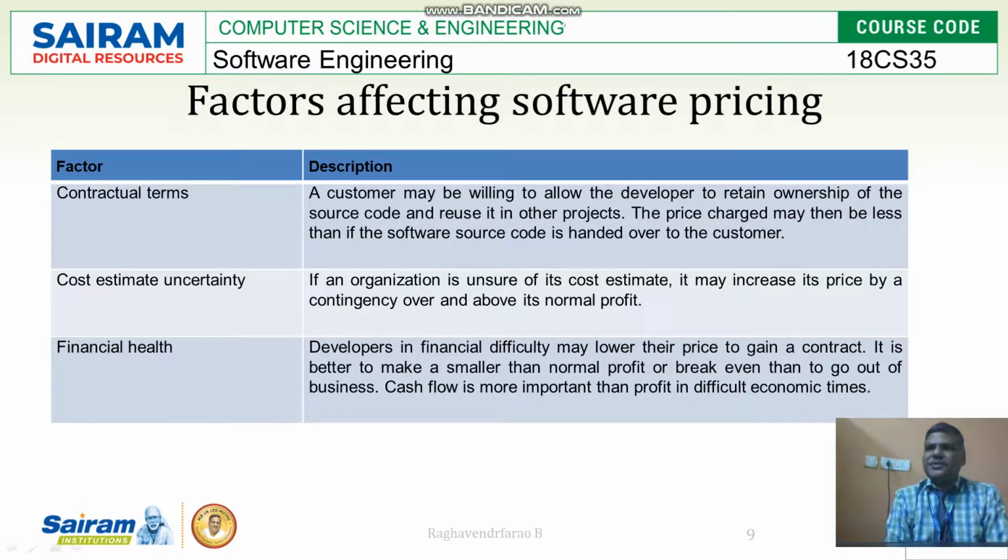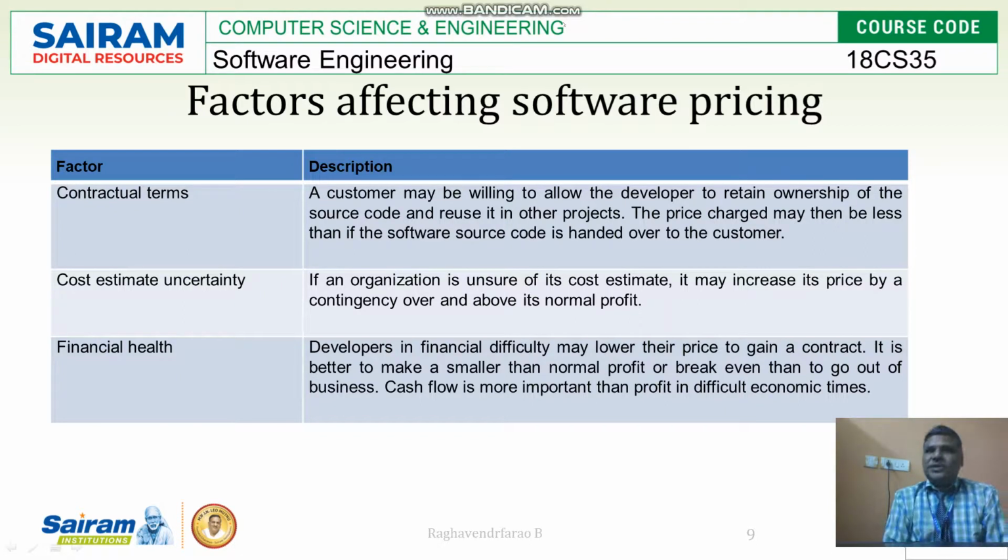Here what happens basically is when the customer is going to allow the developer to retain the ownership of the source code. That is a very important thing. When the contract is done, whether the source code is going to be kept with us or given to the customer. If it is going to be given to the customer, the cost is going to increase. If you are going to keep it as a developer, the cost is going to be less.